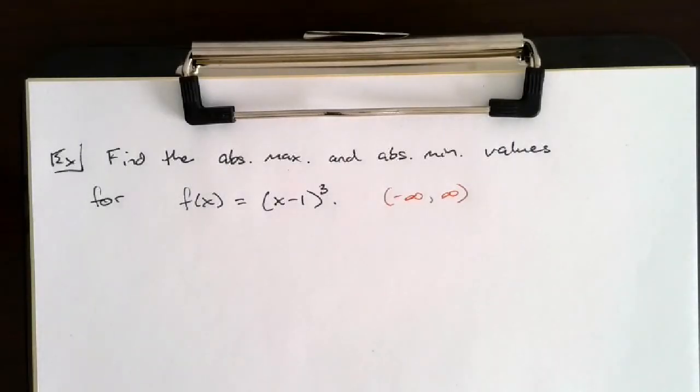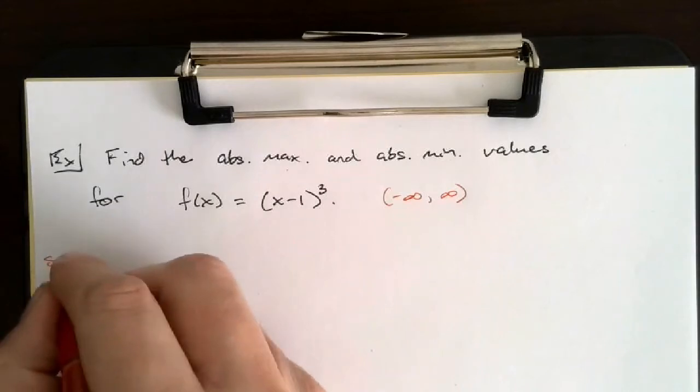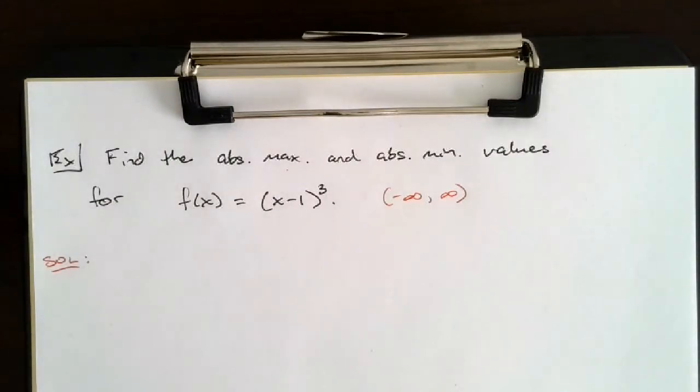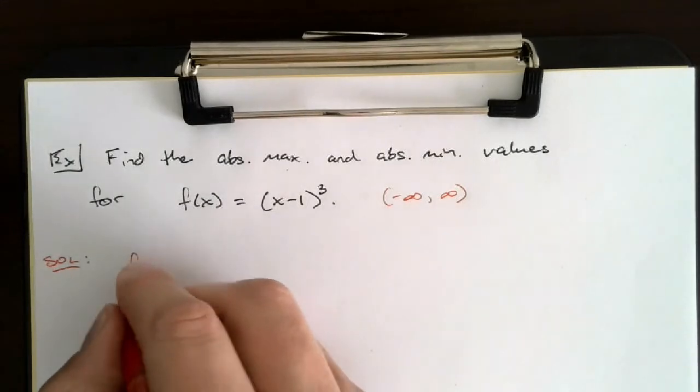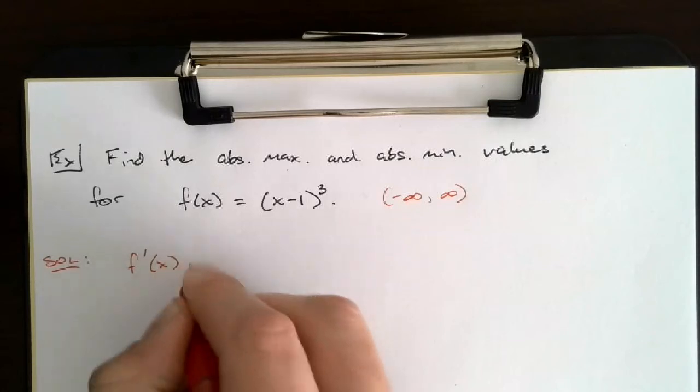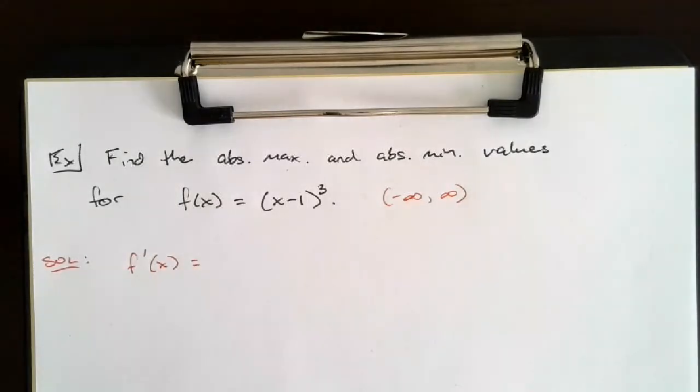So the first thing we need, and it's essentially always the case, is I want to find the first derivative so I can find critical values. So we have f prime of x. Taking the derivative of (x minus 1) cubed, you could expand this, but that'd be more work than you need to do. I would use the chain rule.